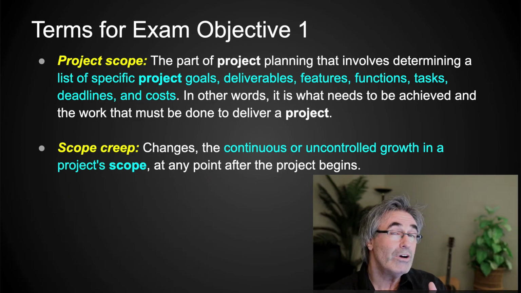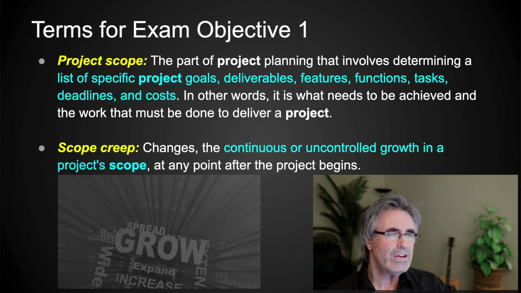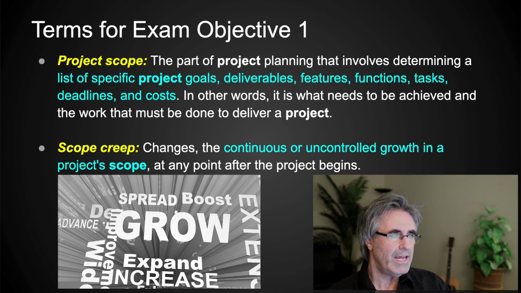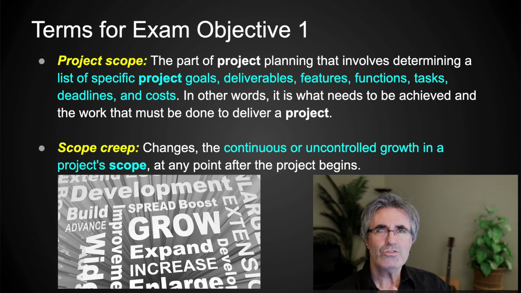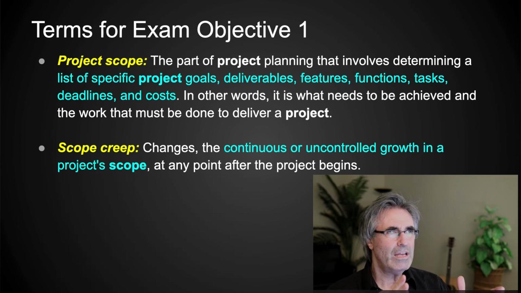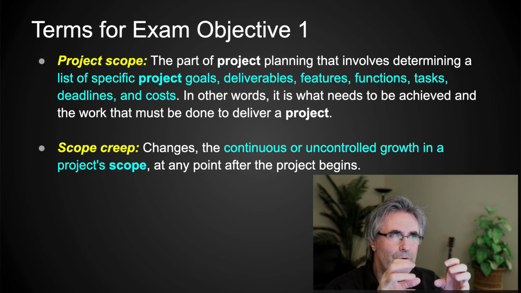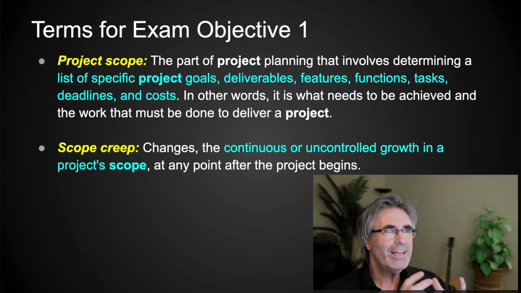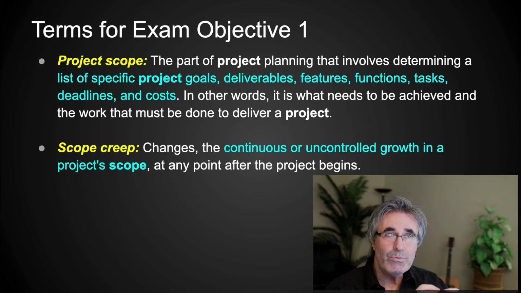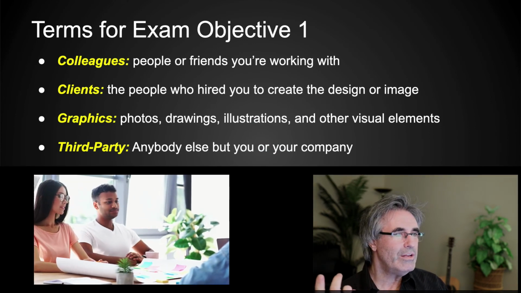Okay, scope creep. Okay, now you know what the scope of the project is. Scope creep changes the continuous or uncontrolled growth in a project scope at any point after the project begins. So you've got the idea of what you want or what the client wants. You have the scope of it. Then all of a sudden they want, oh, I need 3 versions of that, or I need 2 more versions of that. And so it creeps in, the scope creeps, it gets bigger and bigger and bigger. So that happens many times, and so you just have to be a little bit careful, and that's what that is. It's scope creep.